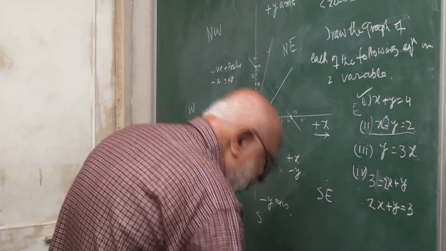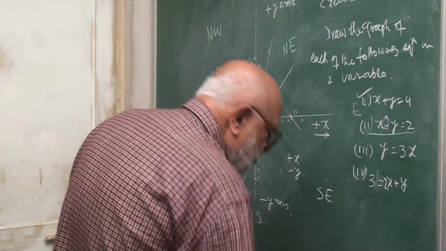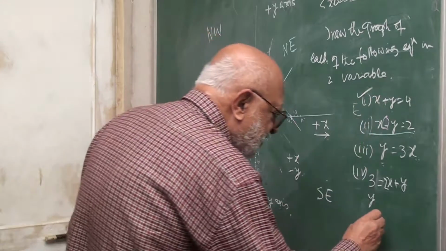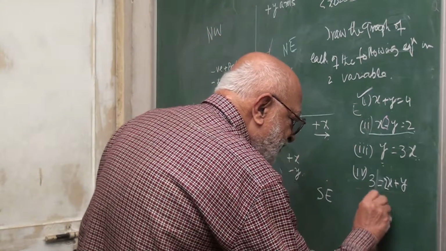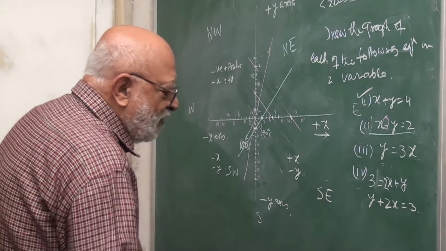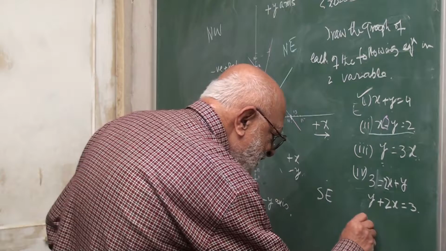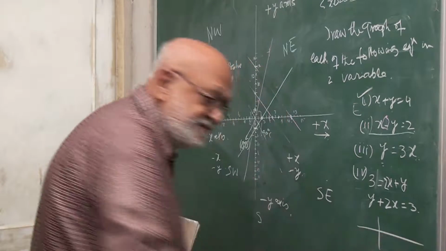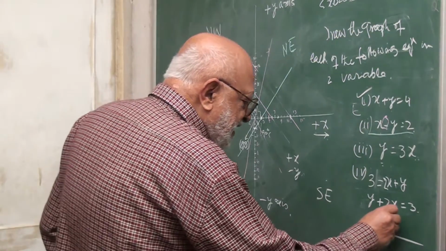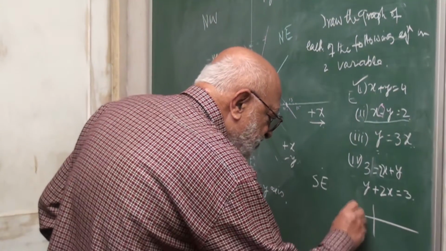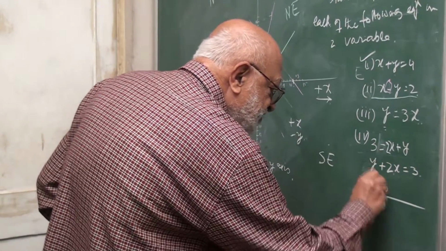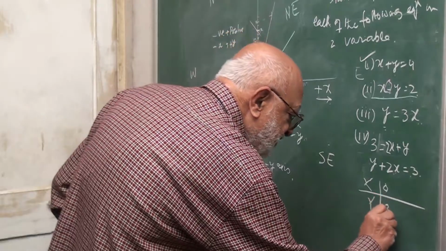Or why should I write it like this? I write y first, because we are all starting with y. We have also started that way, so it makes no difference. y plus 2x is equal to 3. Now let us see what we get. Again we go for it. If I take x equal to 0, this is x, and let us say this is y. If I take x equal to 0, y equal to 3, right?